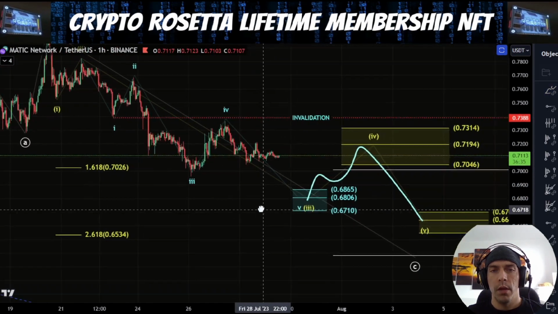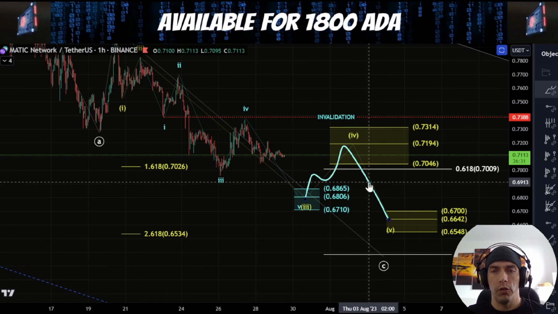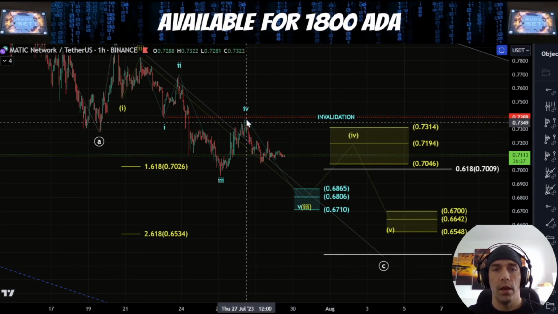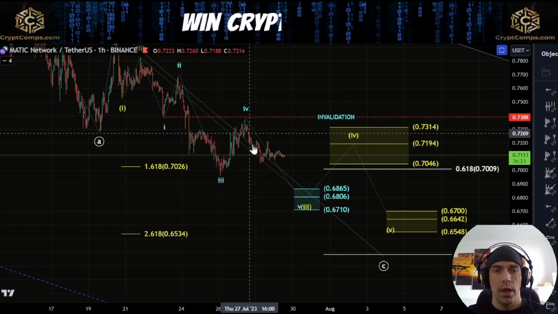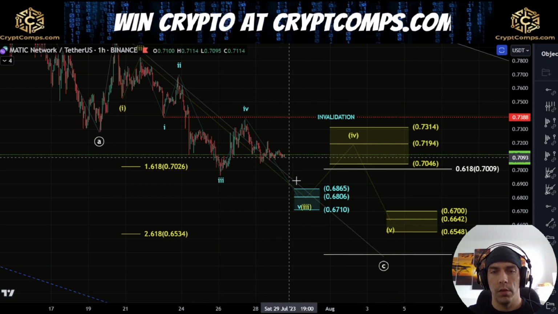Now this 5th wave, because of the size of these internals, is looking like it could actually overshoot this area here of the 68.65 to the 67.10. As long as we remain below this level here of the 73.65, it is looking likely that we could see continuation to the downside in this 5th wave.